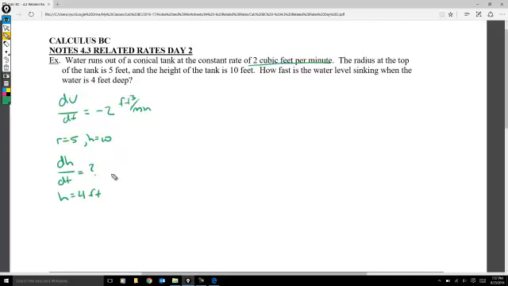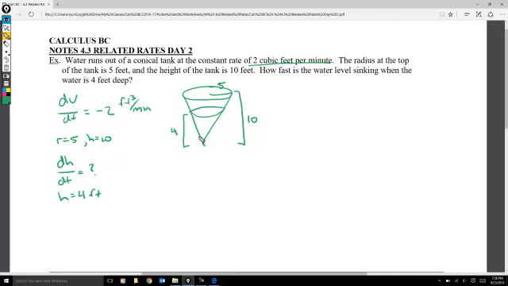It might help to draw a picture, so let's draw a picture real quick. Here's my tank. I know that I have a radius of 5 and a height of 10 feet. Also, I know that there's water in my tank, and water is coming out. So this height right here I know is decreasing. Specifically, when this height is 4, I want to know how fast the height is changing.